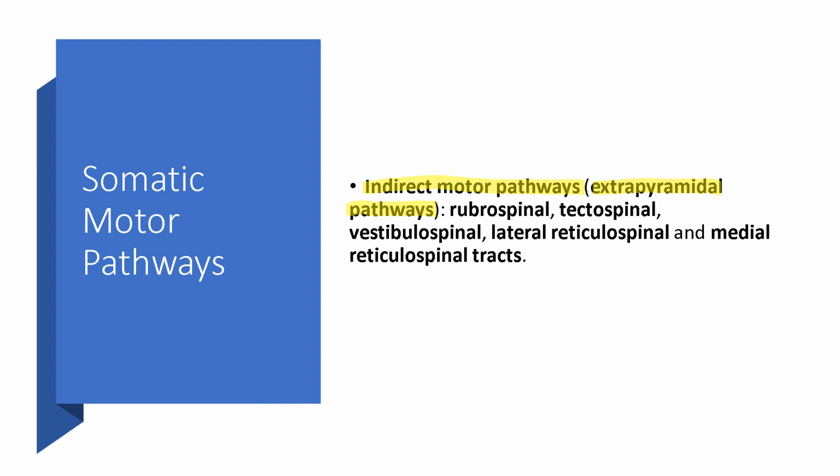Axons from the upper motor neurons that give rise to the indirect motor pathways are going to descend from various nuclei in the brainstem into 5 major tracts of the spinal cord, and they terminate on local circuit neurons or lower motor neurons. So these 5 indirect motor pathways are going to be the rubrospinal, tectospinal, vestibulospinal, lateral reticulospinal, and medial reticulospinal tracts. Now we're not going to look at these specifically, but just know that those are the 5 extrapyramidal pathways.